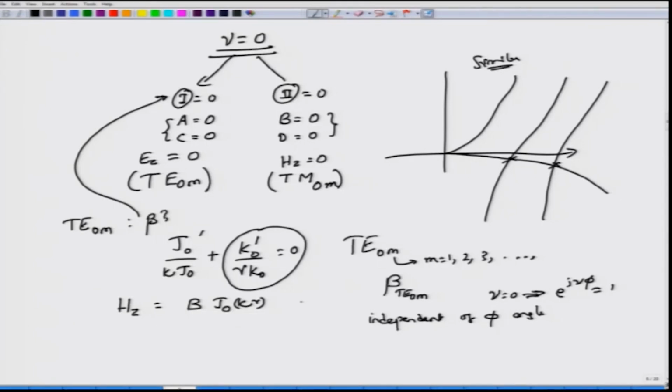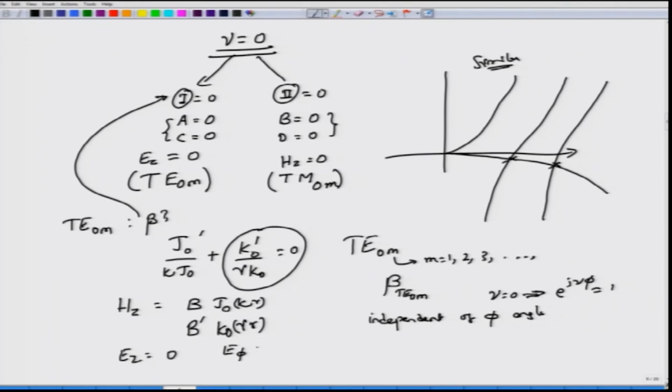This is in the core region, and in the cladding region you will have some constant d, which of course can be rewritten in terms of constant b, but anyway I will put all of them into a constant b prime, and then I have K0 of gamma r. So, this is how the Hz field would look like. Ez of course will be 0.